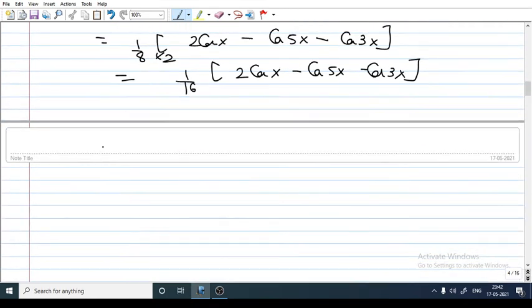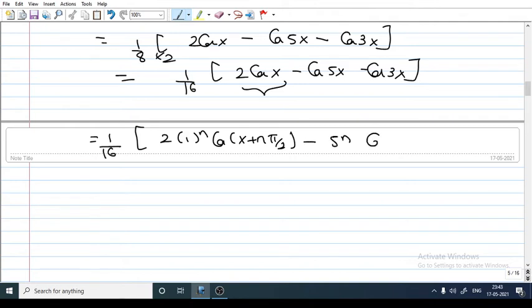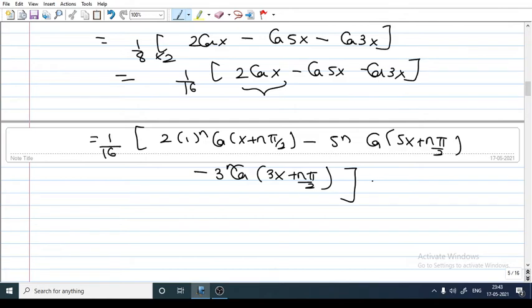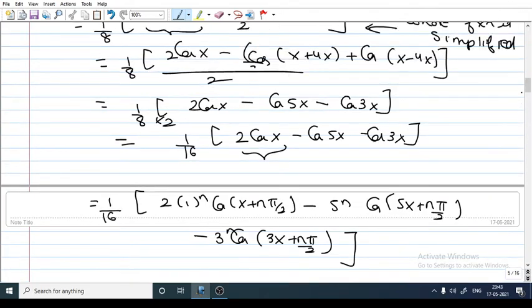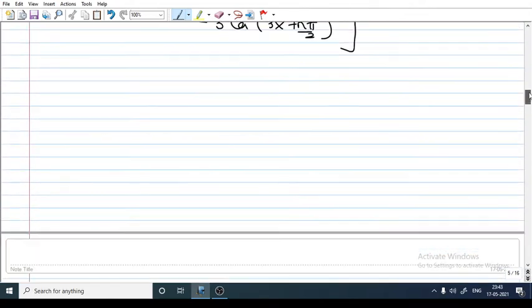So finally what we are going to get, 1 by 16 will be as it is, and on differentiation, 2 into 1 power n cos (x plus n pi by 2) minus 5 power n cos (5x plus n pi by 2) minus 3 power n cos (3x plus n pi by 2). Okay, so we are done with this question. Hope you have understood each and every step.